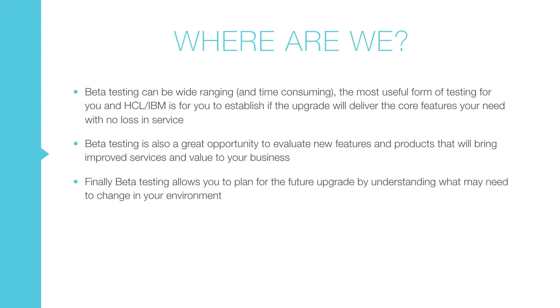And finally, it allows you to plan for the future upgrade by understanding what may need to change in your environment. So this whole Perfect 10 series is about planning to make our eventual upgrade easier. Beta testing helps with that planning. It allows us to identify how smooth the upgrade is going to be and any issues we can address beforehand.